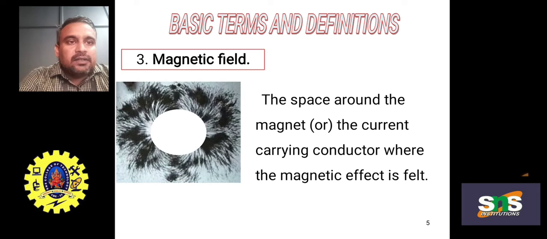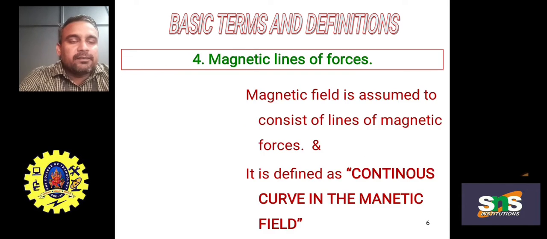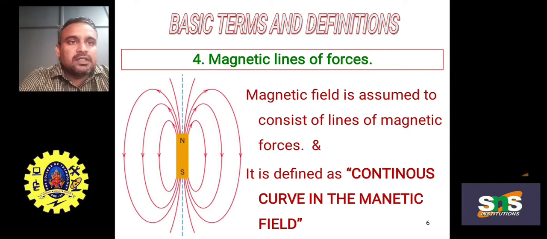Then the magnetic field: when a material is placed in a magnetic field, the space around the magnet or the current carrying conductor where the magnetic effect is felt is called the magnetic field. Then the next important term is magnetic lines of force. The magnetic field is assumed to consist of lines of magnetic force, which are defined as continuous curves in the magnetic field. The diagram shows the north pole and south pole, with the lines of force passing towards the south pole. The amount of magnetic force depends upon the applied field.